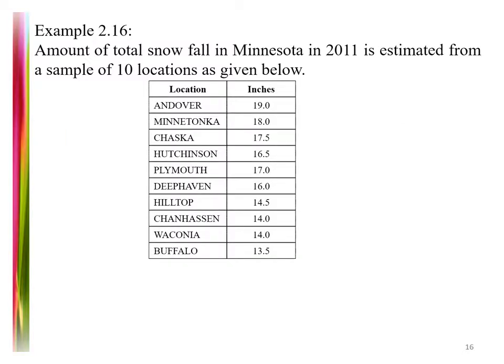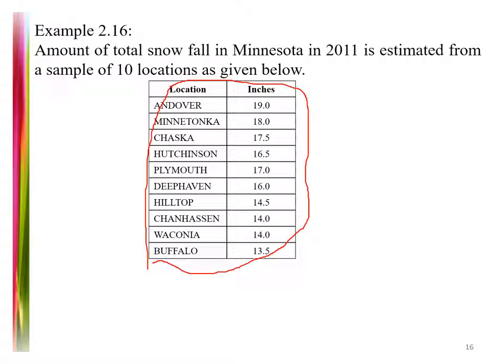Alright, so here's a simple example. The amount of total snowfall in Minnesota in 2011 is estimated from a sample of 10 different locations. In this case we consider 10 different locations, and they're given total snowfall. These are just discrete observed values.